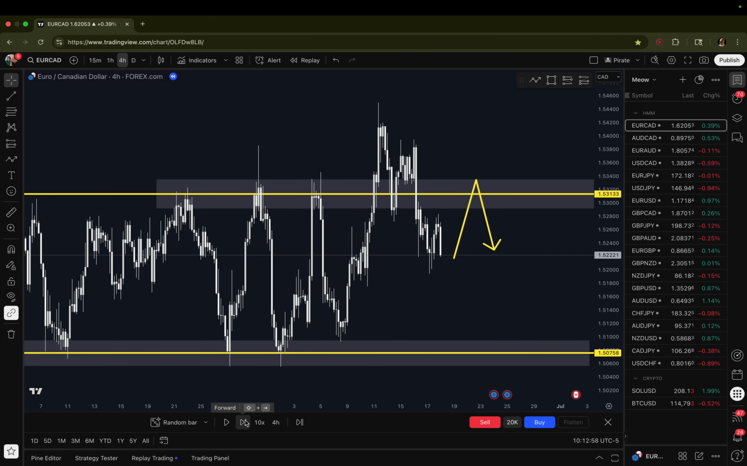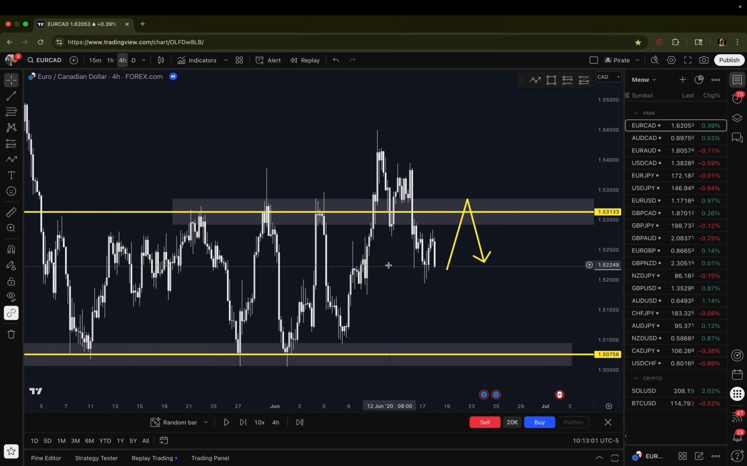So here's what we're going to do. We're going to wait for price to get into one of these zones, right? It's not going to go sideways forever.